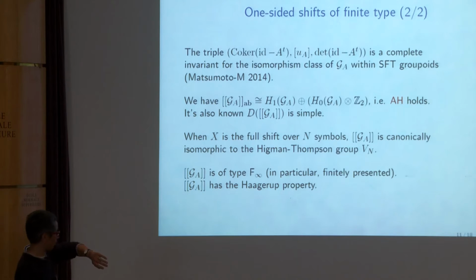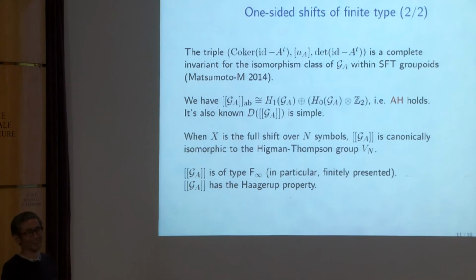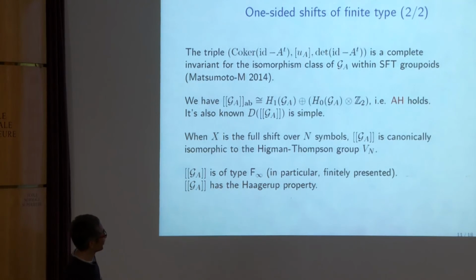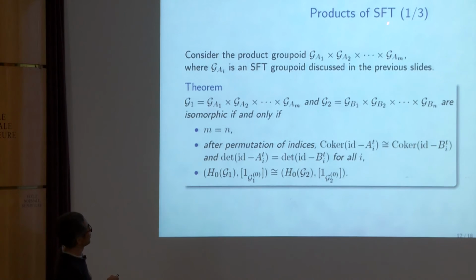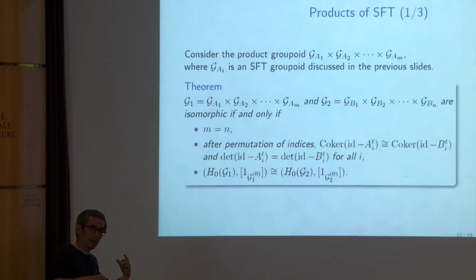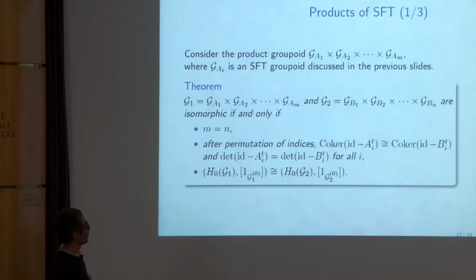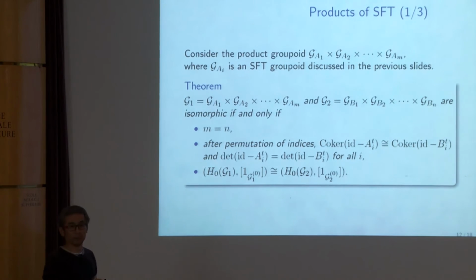Okay, so far I have discussed relatively old results. So now I'm going to relatively new computations. First, I'd like to consider products of SFTs. In the previous slides, I considered shifts of finite type, SFT groupoids. And I take the product groupoid, G_A1 times G_A2 up to G_Am. And the product of groupoids corresponds to the product of dynamical systems.